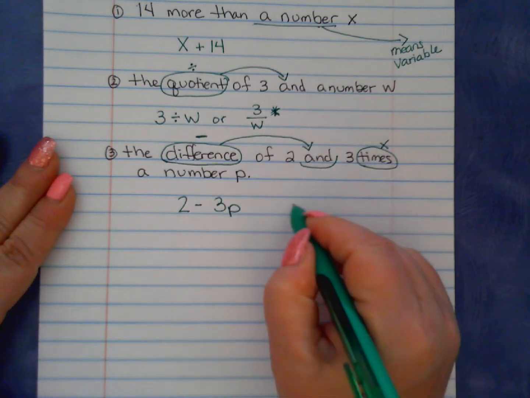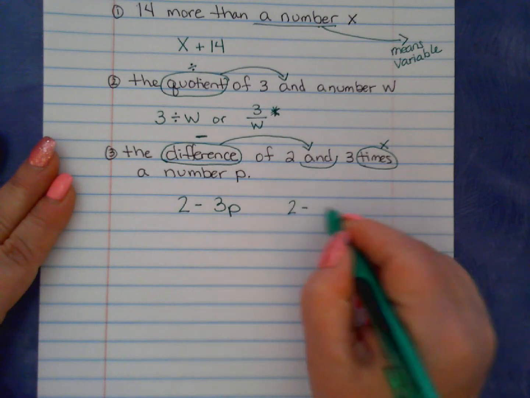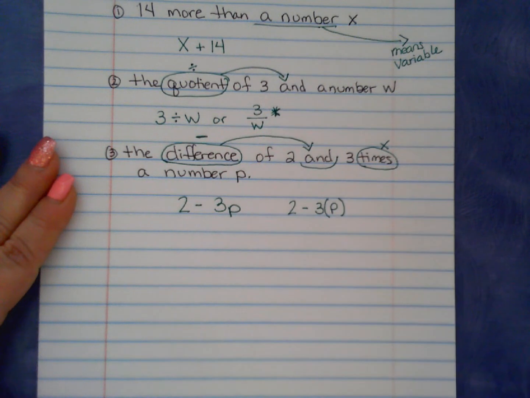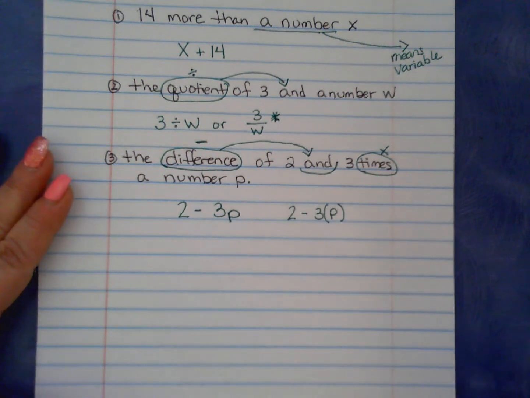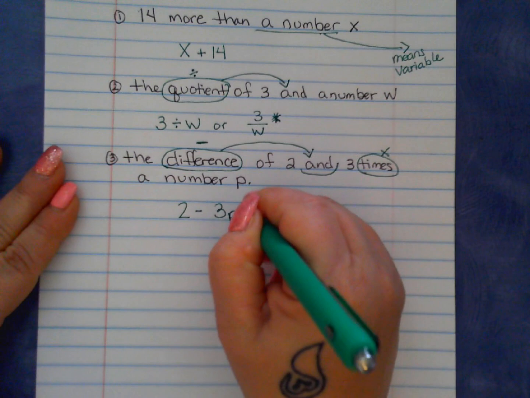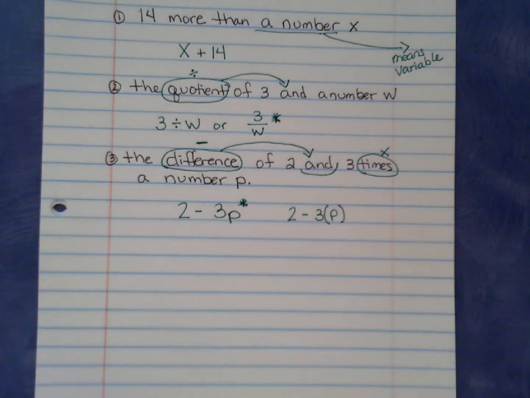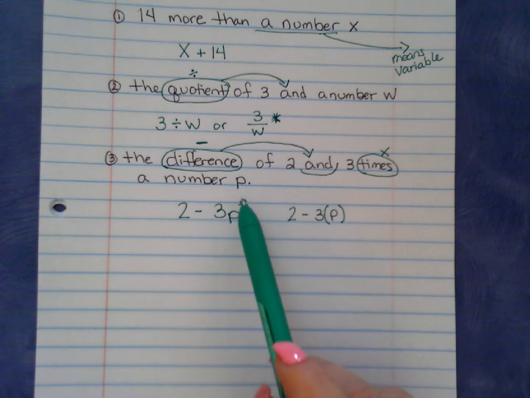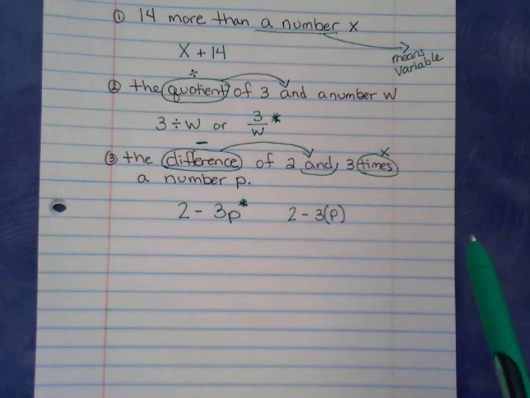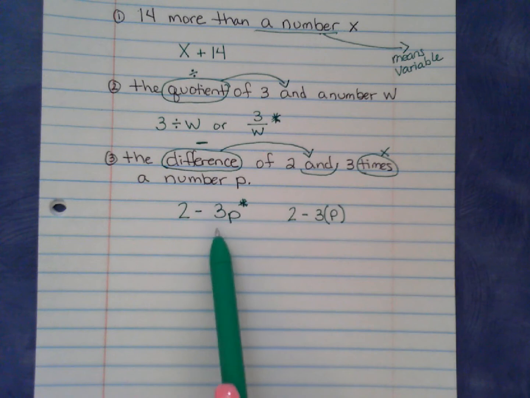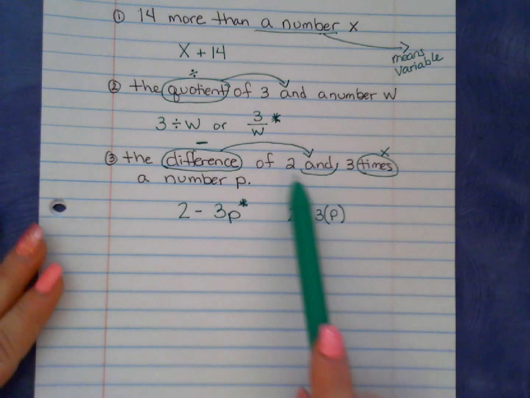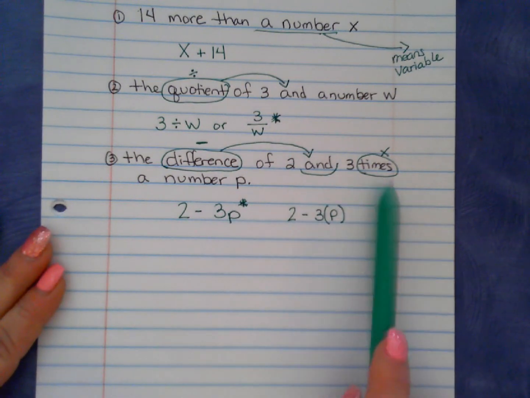You could also write it like this, but you don't need to. There's no need for it. This is the preferred way to write that guy. Okay, the difference of 2 and 3 times a number P. If it had said the difference of 3 times a number P and 2, it would be backwards. You would write 3P minus 2. So remember, you keep it in the order that you read it.